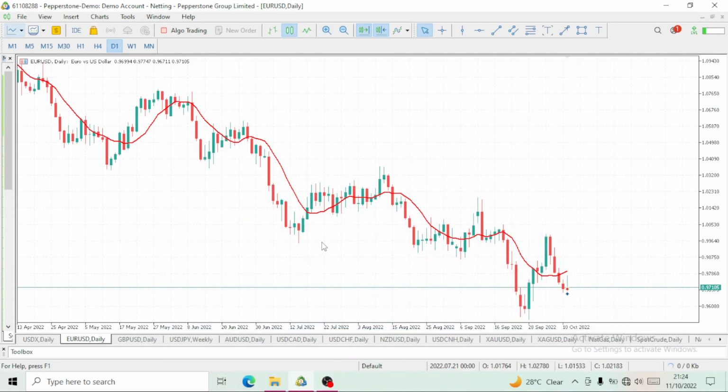So guys, let's take a look at our Euro USD for the day. We would want to predict where the price will be moving for the next day, which is on the 12th, right?